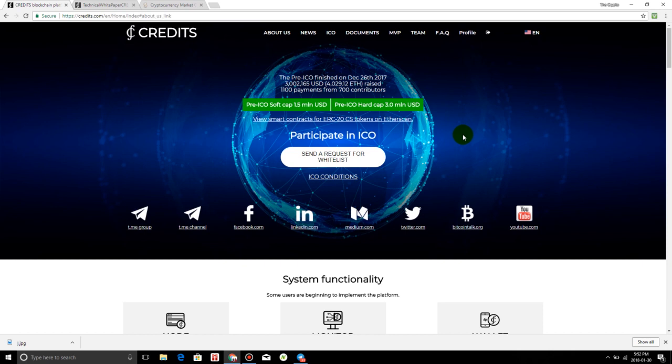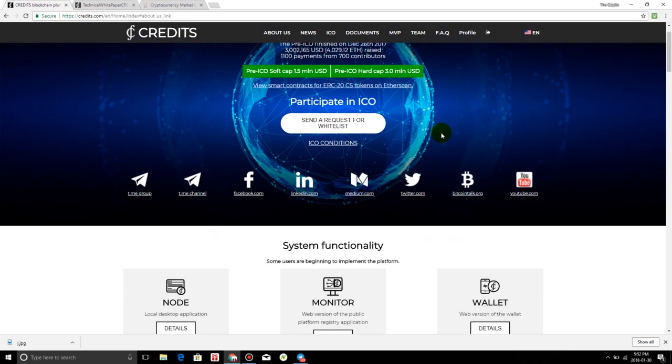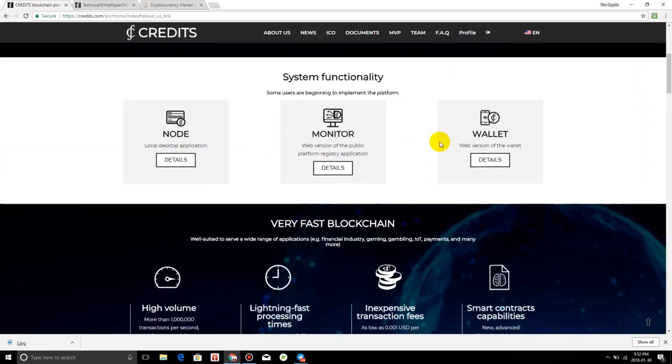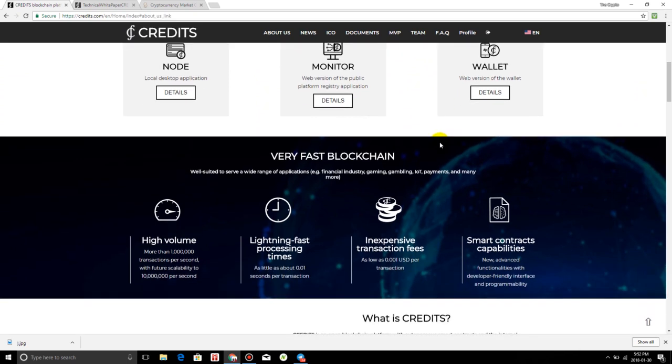Another popular one that we all know of, obviously, is NEO. And another popular one that's my favorite is Icon. Also, EOS. Oh, there's EOS out there as well. So, guys, let's go into a little bit more detail on what these guys offer and why they are different. Why is Credits different to the other existing smart contract technologies that are currently available on the market?